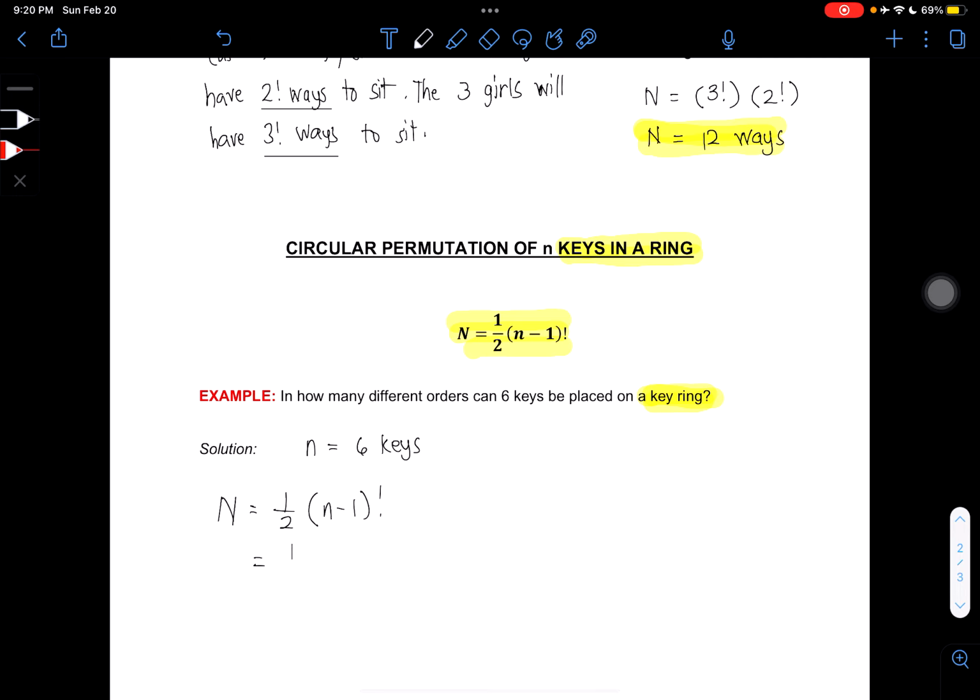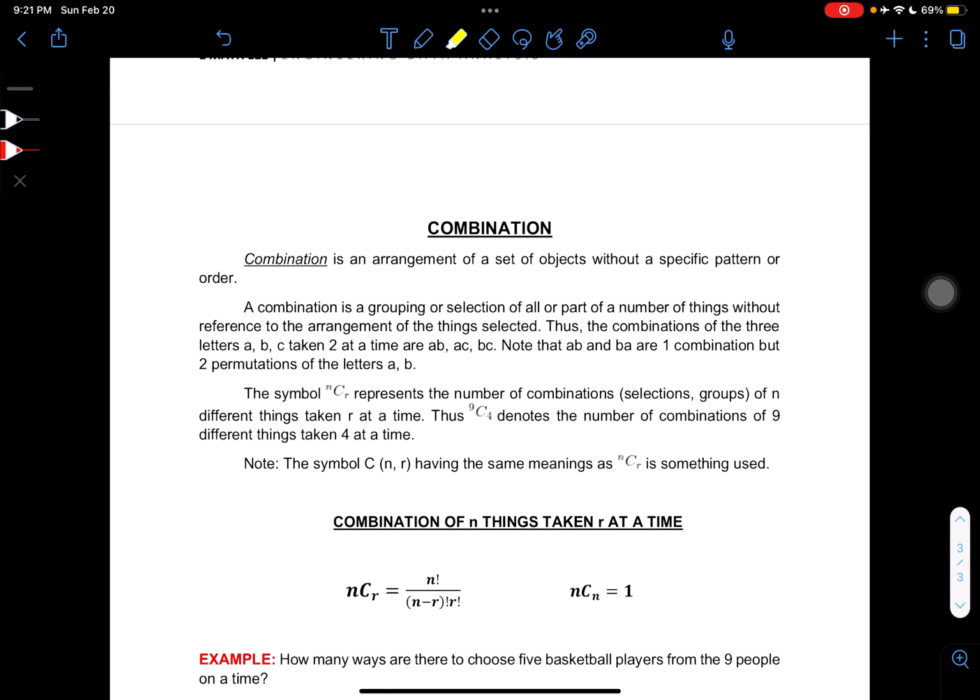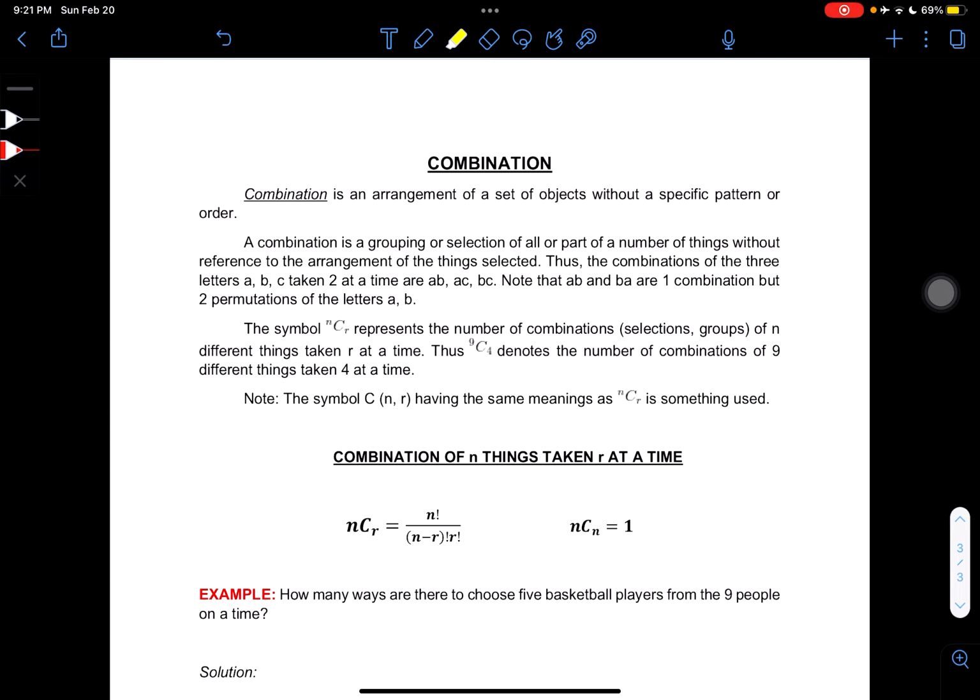So substitute, we have 1/2 times (6 minus 1) factorial. So our answer will be 60 ways. This is our final answer for circular permutation of n keys on a ring. So let's have our last topic for module number 3 in our prelim. So combination. We're done with permutation, so let's proceed to combination.